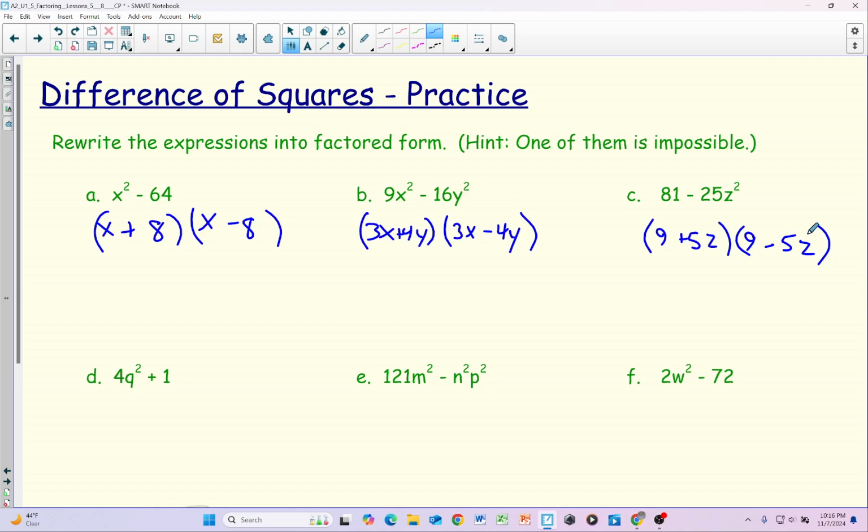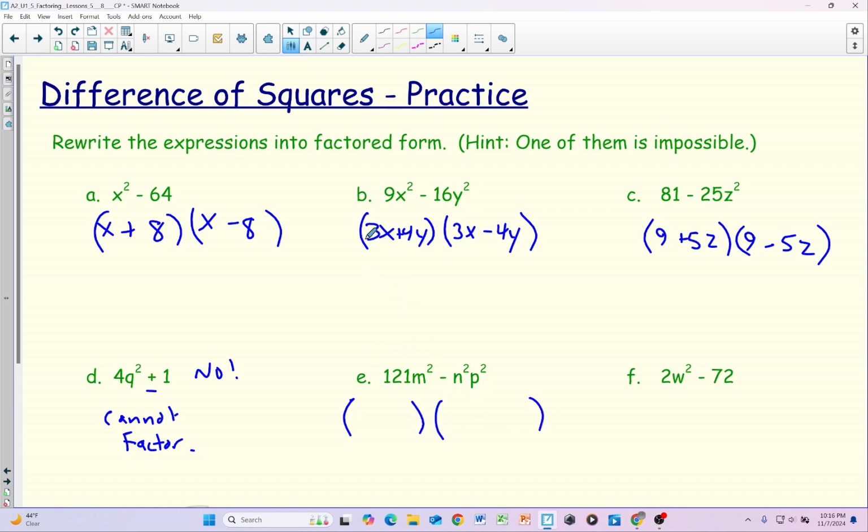Okay, what about this one? Is this a difference of squares? Oh, got the plus sign. So no. So this one cannot factor. The sum of squares does not factor. So anytime this sign is a positive where I have two terms, not going to factor. All right. We can keep doing this all day long, right? And no matter what, it's pretty much the same stuff.